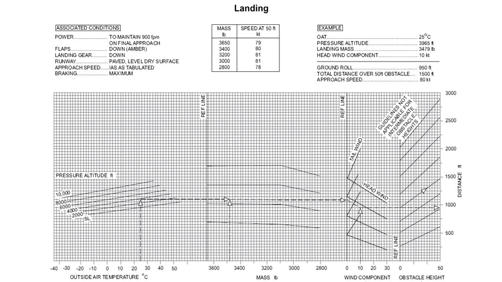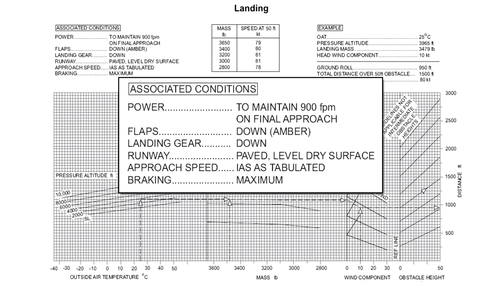The example graph we will use is figure 2.4 on page 10 of section 2 in CAP 698. Always take a look at the associated conditions first, paying particular attention to the power and flap settings as shown here. Also notice that this graph assumes a runway which is paved, level and dry. If the runway conditions required for a given calculation are different, corrections will need to be made to the values that this graph will give. We saw these correction factors earlier.